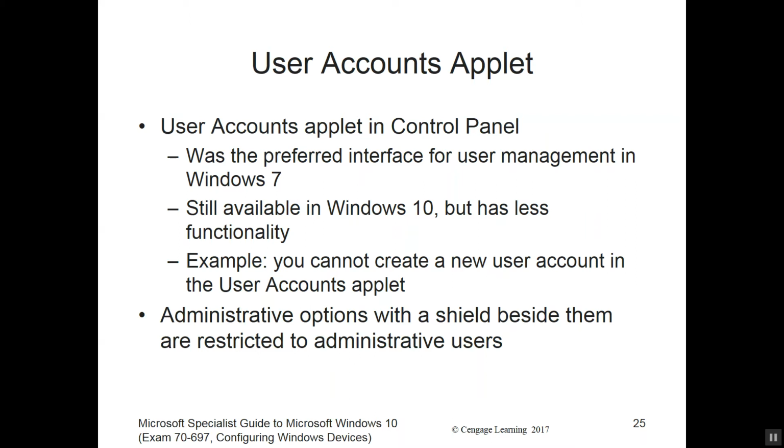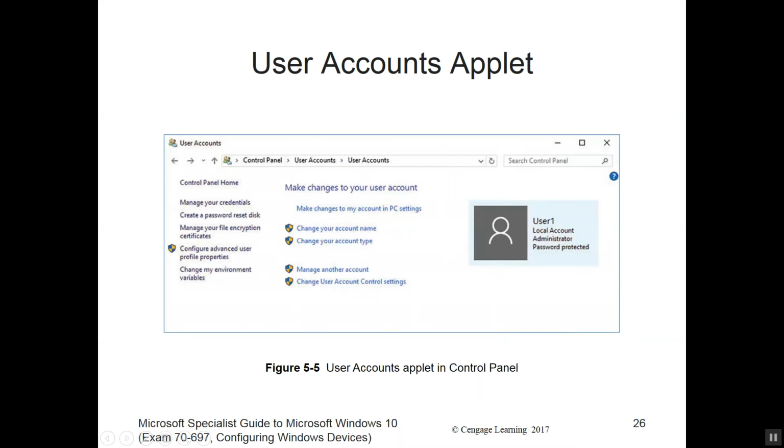Now, there's some administrative options with a shield beside them, and they're restricted to the administrative groups. And you'll see it. It's a little red shield. That's not looking red here. It's more orangey and blue. So those are administrative things that other users don't have access to. And we'll see different things along the way that they're identified as admin only.